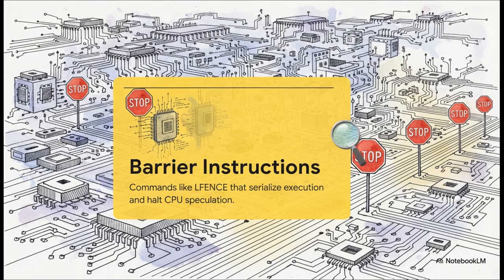When the processor hits this instruction, it stops guessing, it waits for all previous instructions to actually finish, and only then proceeds. It's great because it removes the vulnerability at the root cause, but the downside is it requires finding and patching every single vulnerable spot in the code.